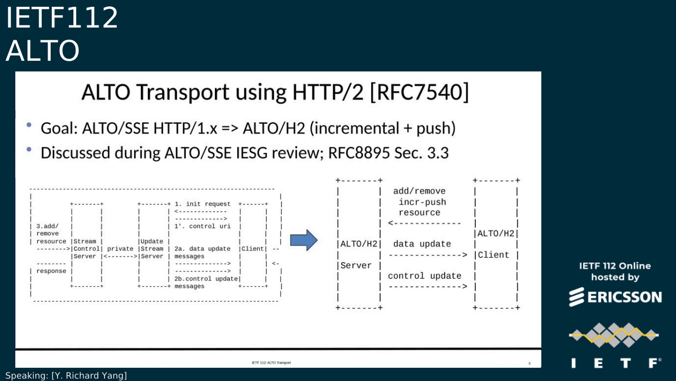So the left-hand side is the auto SSE, which is RFC 8895, and the initial current design is based on that. But we want to move this into the right-hand design, which right now we call auto H2, and HTTP2. So basically we are moving a lot of control channels and so on into the HTTP2 design. Next slide, please.